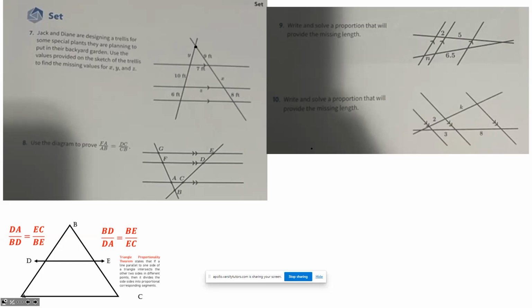So again, let's take a look at the first situation. I'm going to be writing all possible proportions. So y over 9 equals 10 over x. Next one: 10 over 6 equals x over 8.